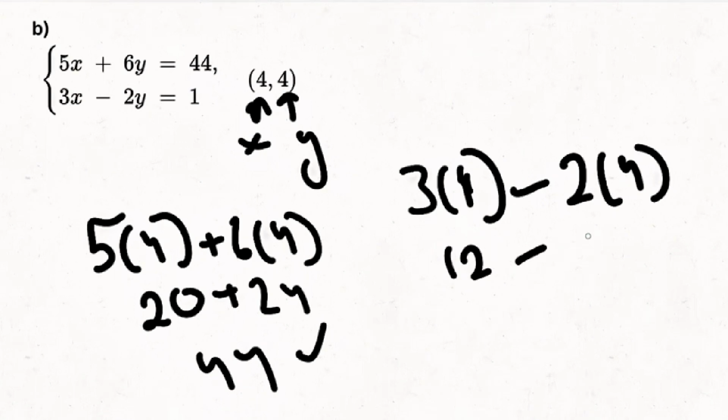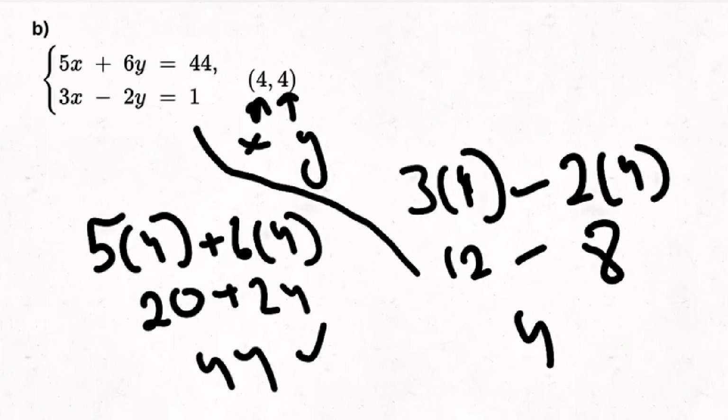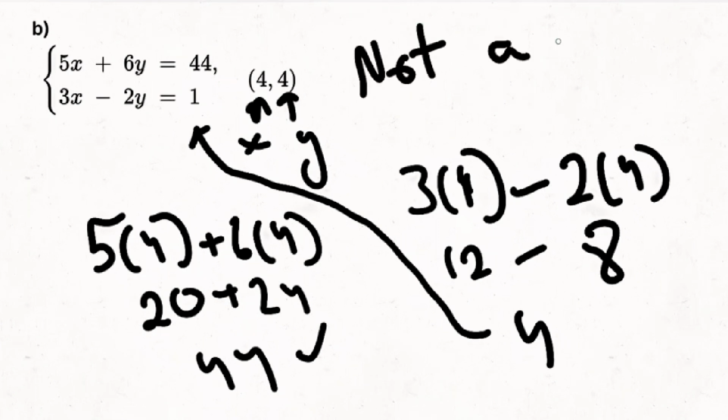And 2 times 4, by the way, is equal to 8. So now, if we do 12 minus 8, that is equal to 4. But the only problem is that 4 is not equal to the solution projected within the second equation. So that means that this ordered pair is not a solution to this system of equations.